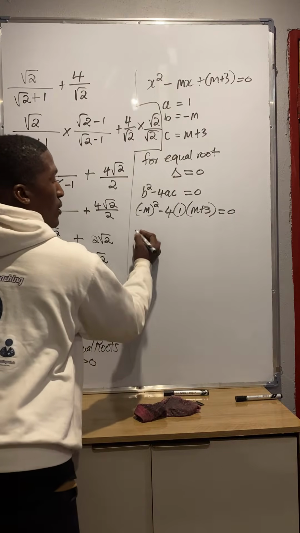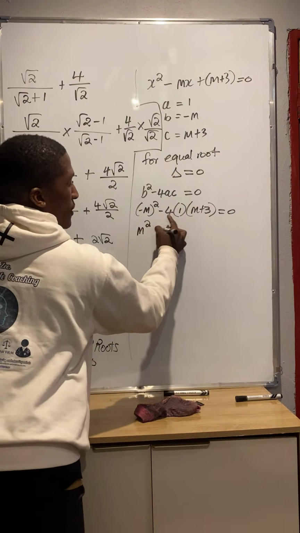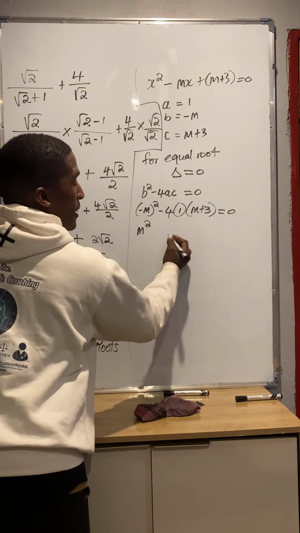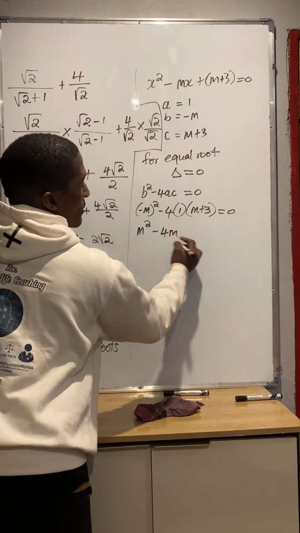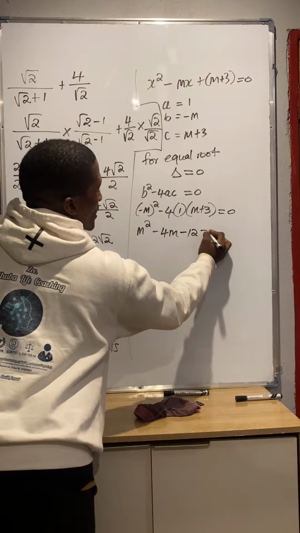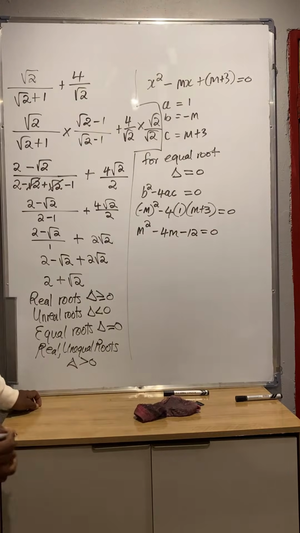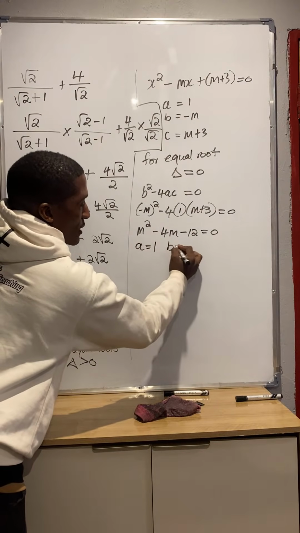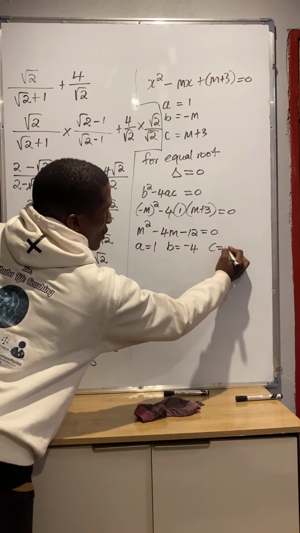Therefore, it's going to be m squared. This one times this one is going to be 4. Negative 4 multiplied by m is negative 4m. Then negative 4 multiplied by 3 is negative 12, family. Okay? Then you use the quadratic equation: a is equal to 1, b is equal to negative 4, and c is equal to negative 12.